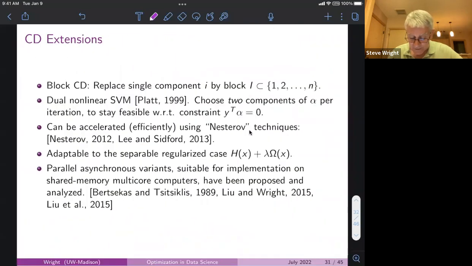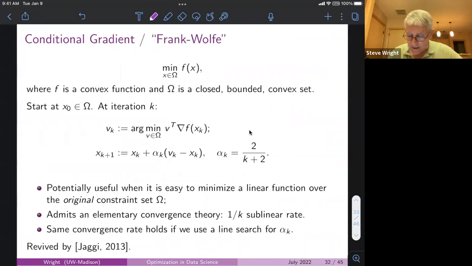Okay, I'm going to skip over those slides there. A little bit about conditional gradient. This is the Frank-Wolfe idea that I mentioned at the start. This is a very simple idea. You're trying to minimize f over some closed, and we actually need it to be bounded, convex set.